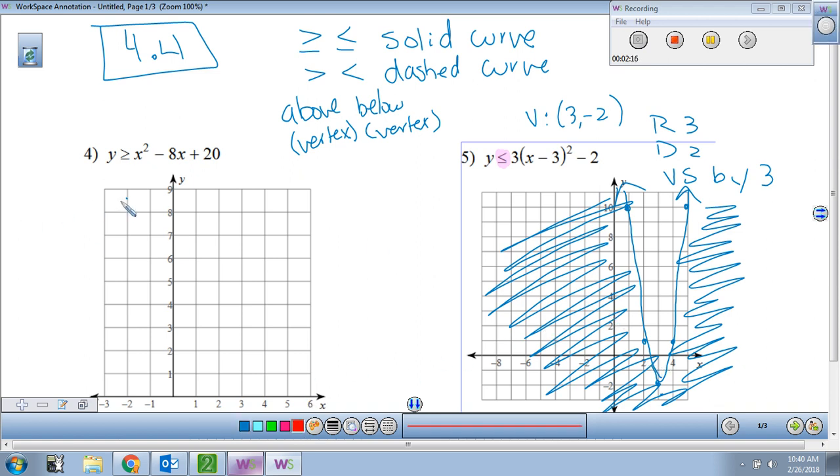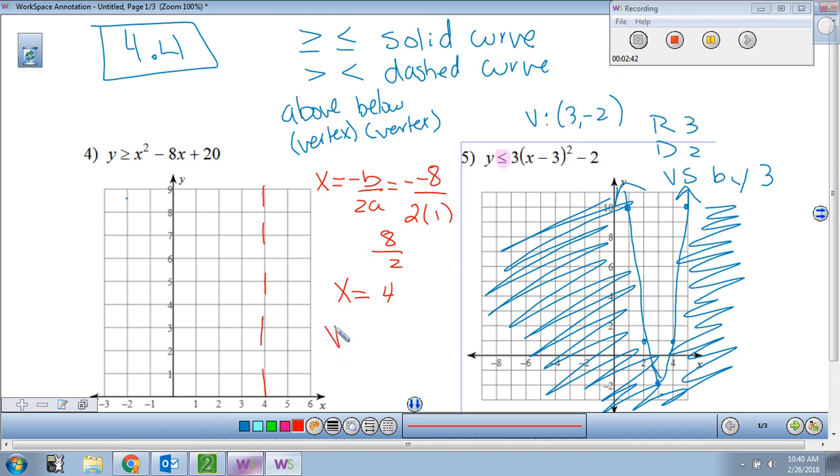Now this one I can't do transformations. So what you're going to do is find the axis. This is in standard form, so you find the axis of symmetry. Remember, this is your formula. So our b value is -2 and our a value is 1. So what we get is 8 over 2, so x equals 4. So go ahead and put your dashed line at 4. That's going to help us graph it.